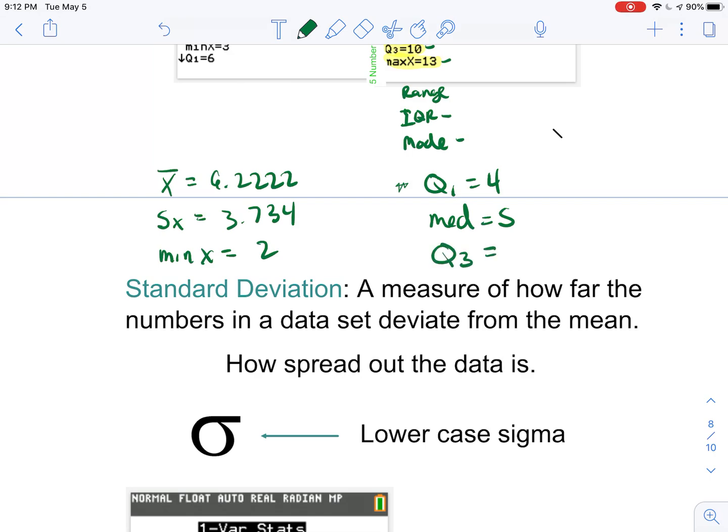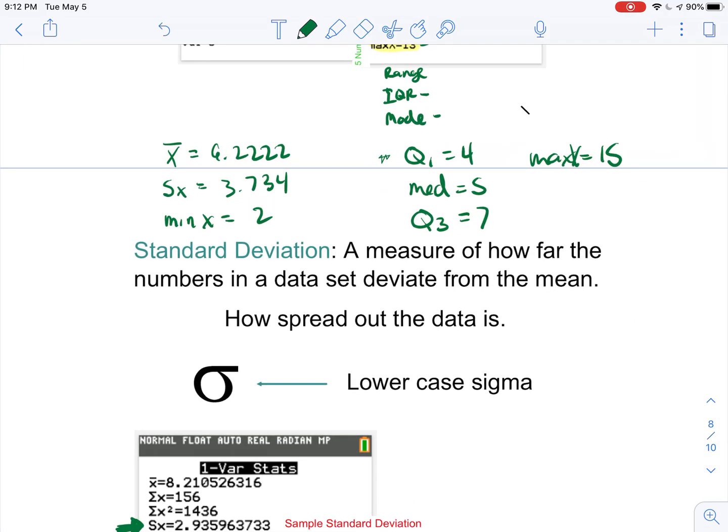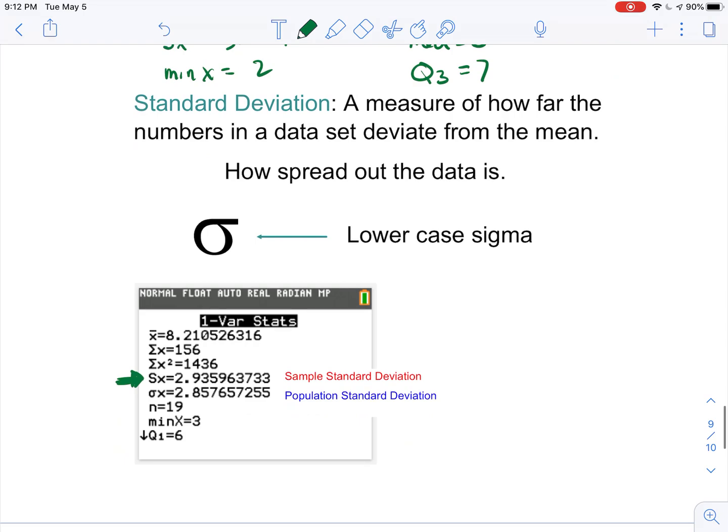My Q1 is equal to 4. My median is equal to 5. My Q3 is equal to 7. And my max is equal to 15. From here, you should be able to draw a box and whisker plot for it. You should be able to calculate your range.